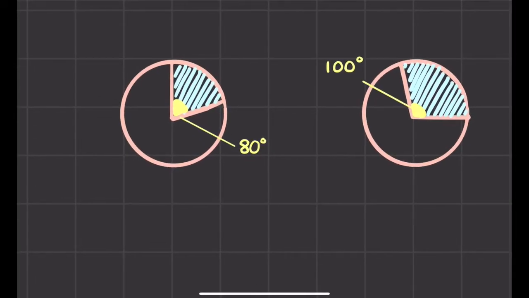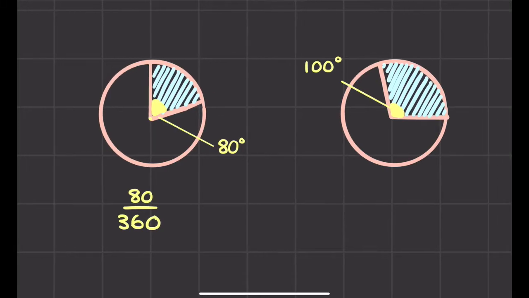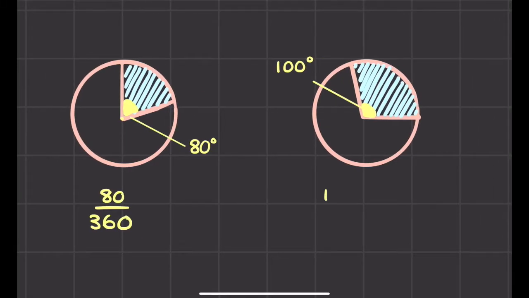Now I know that angles around a point add up to 360 degrees, and this sector here has 80 degrees out of the full 360 degrees. So we could say this fraction of the circle we've got here is 80 out of 360. That's the fraction of the circle that we've got. The same for the next one here. I've got 100 degrees out of a total of 360 degrees.